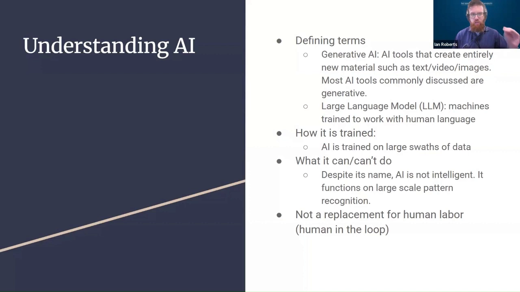And then LLMs, large language models, that's a subset of Gen AI that is trained to work with human language, taking in prompts, spitting out answers. ChatGPT is, I think, still the most famous one of those.